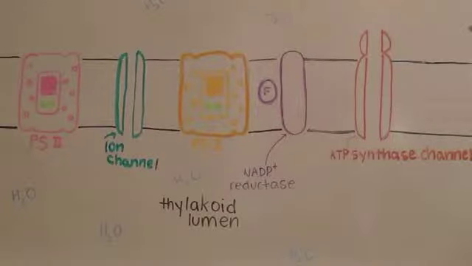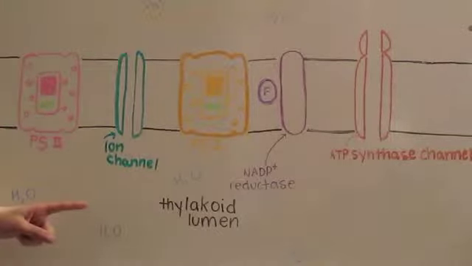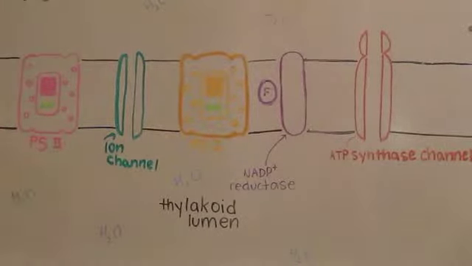Here we are on the thylakoid membrane of a cell. On the outside we have the stroma, and on the inside we have the thylakoid lumen. Now, let's take a look at the light-dependent reactions of photosynthesis.